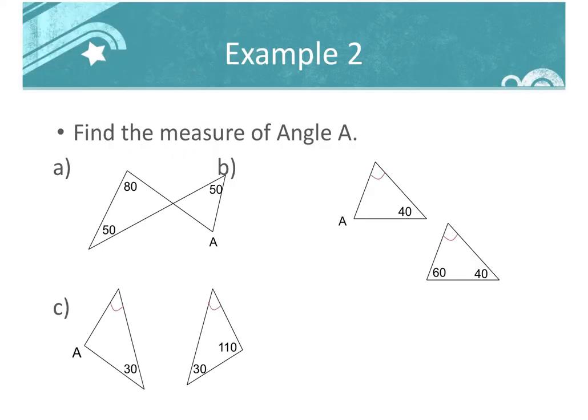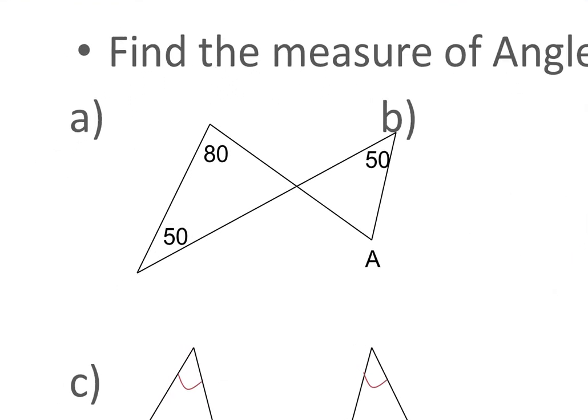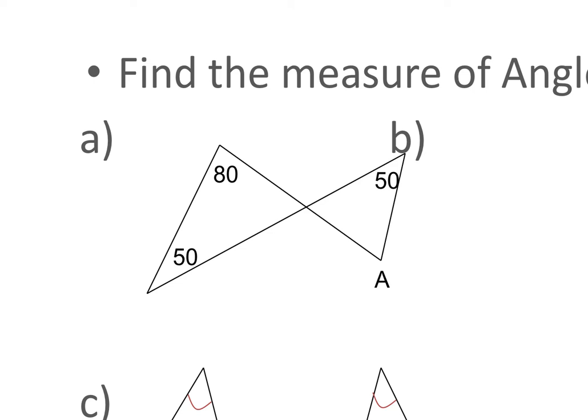Okay, for the next part, we're going to find the measure of angle A for each of these diagrams. In the first figure, we've got two triangles where one of their angles is vertical to an angle on the other triangle. So we know that those two angles are the same.